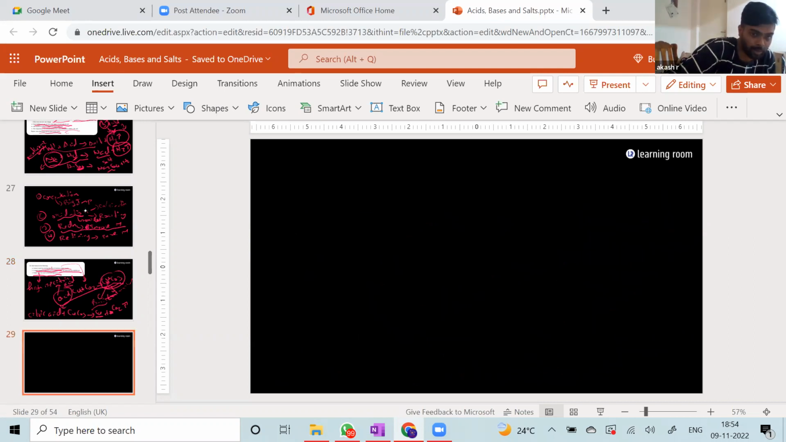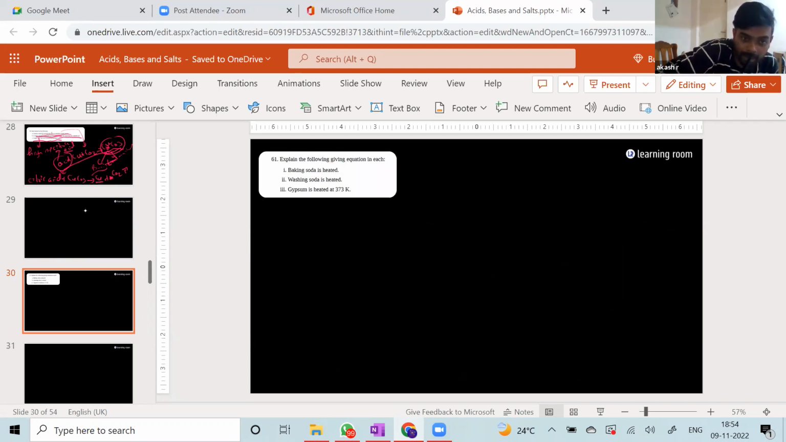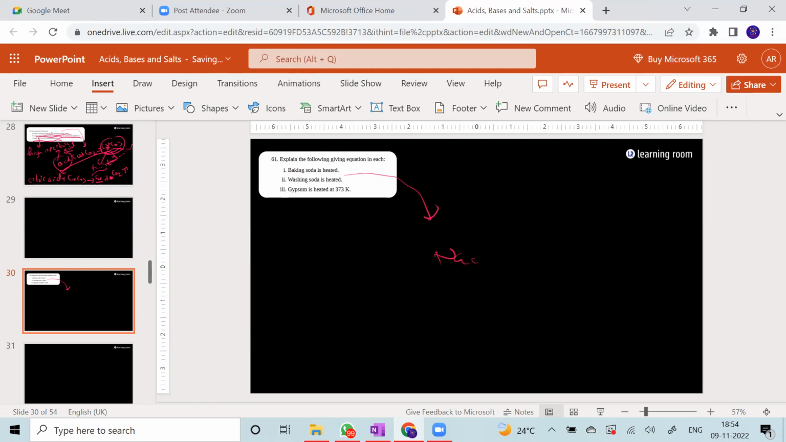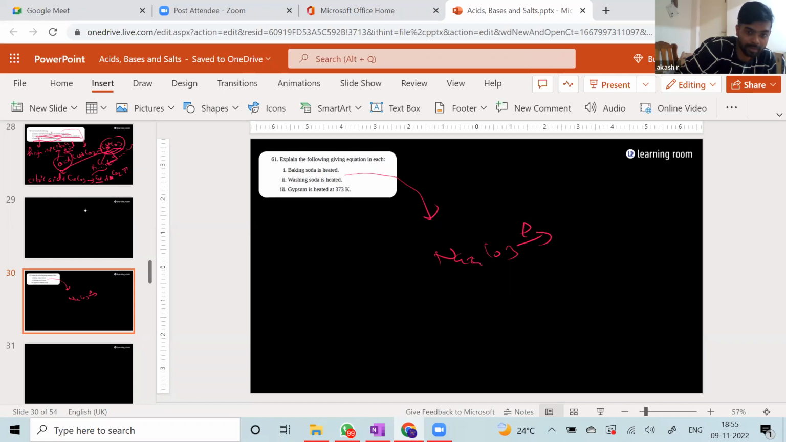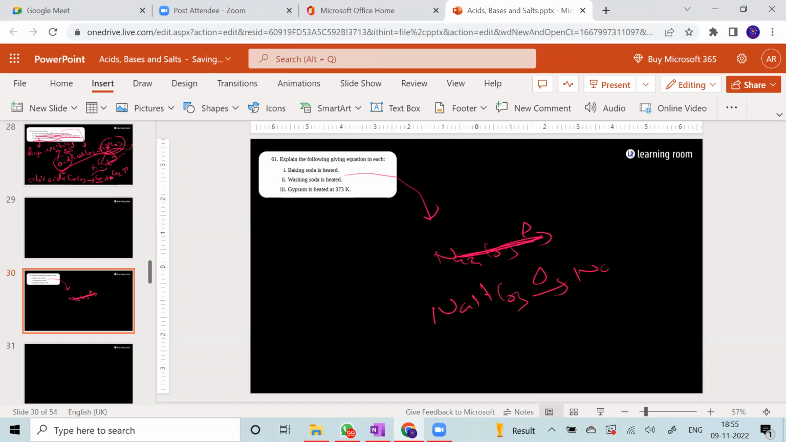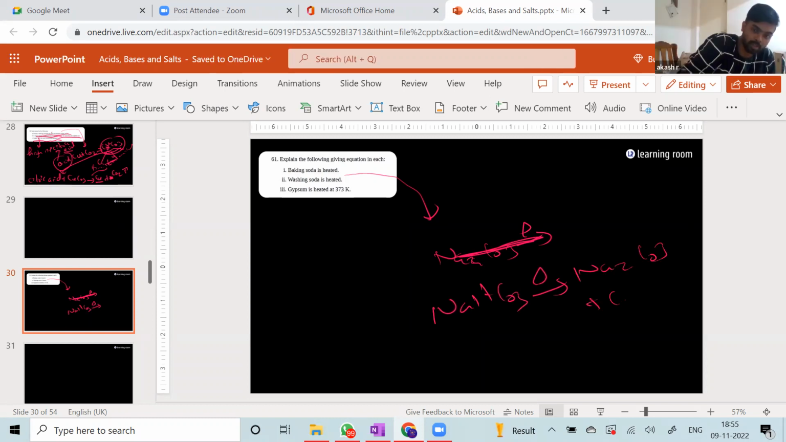Right. Next. Moving on. Explain the following given equation each. Okay. Baking soda is heated. Baking soda is what? Na2CO3? No. Now, what happens when you heat it? NaHCO3. Exactly. Sir, Na2CO3 plus H2O plus CO2. Right? Yes, this is the reaction.